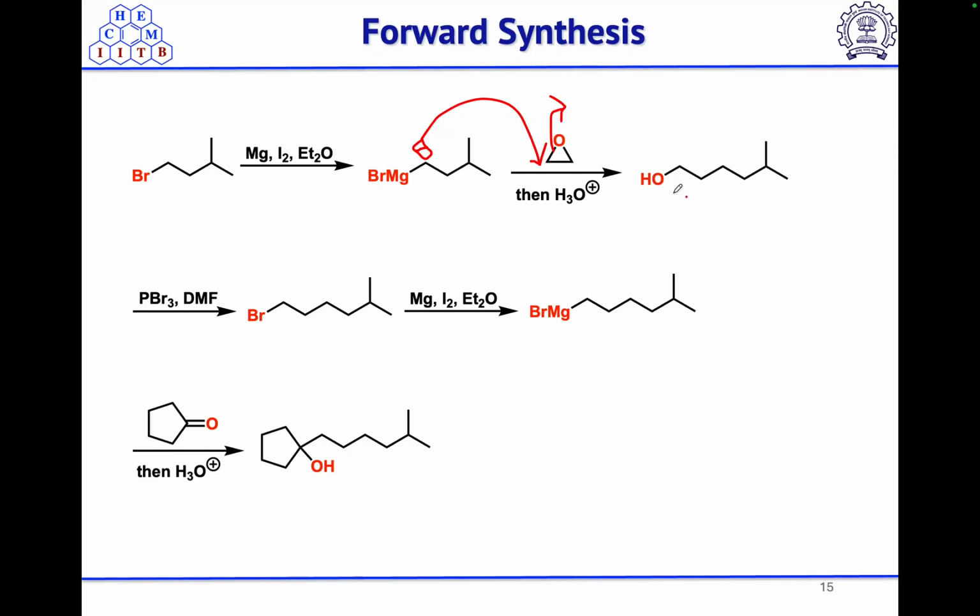Now we have to convert this alcohol to the bromide. If we treat this alcohol with PBr3, we can easily get this alkyl bromide. Again, we make the Grignard reagent by treating this alkyl bromide with magnesium. Finally, if we add this Grignard reagent to this cyclopentanone, this carbonyl compound, we will get this tertiary alcohol. So now you can see how we can do the retrosynthesis and the forward synthesis for many molecules.